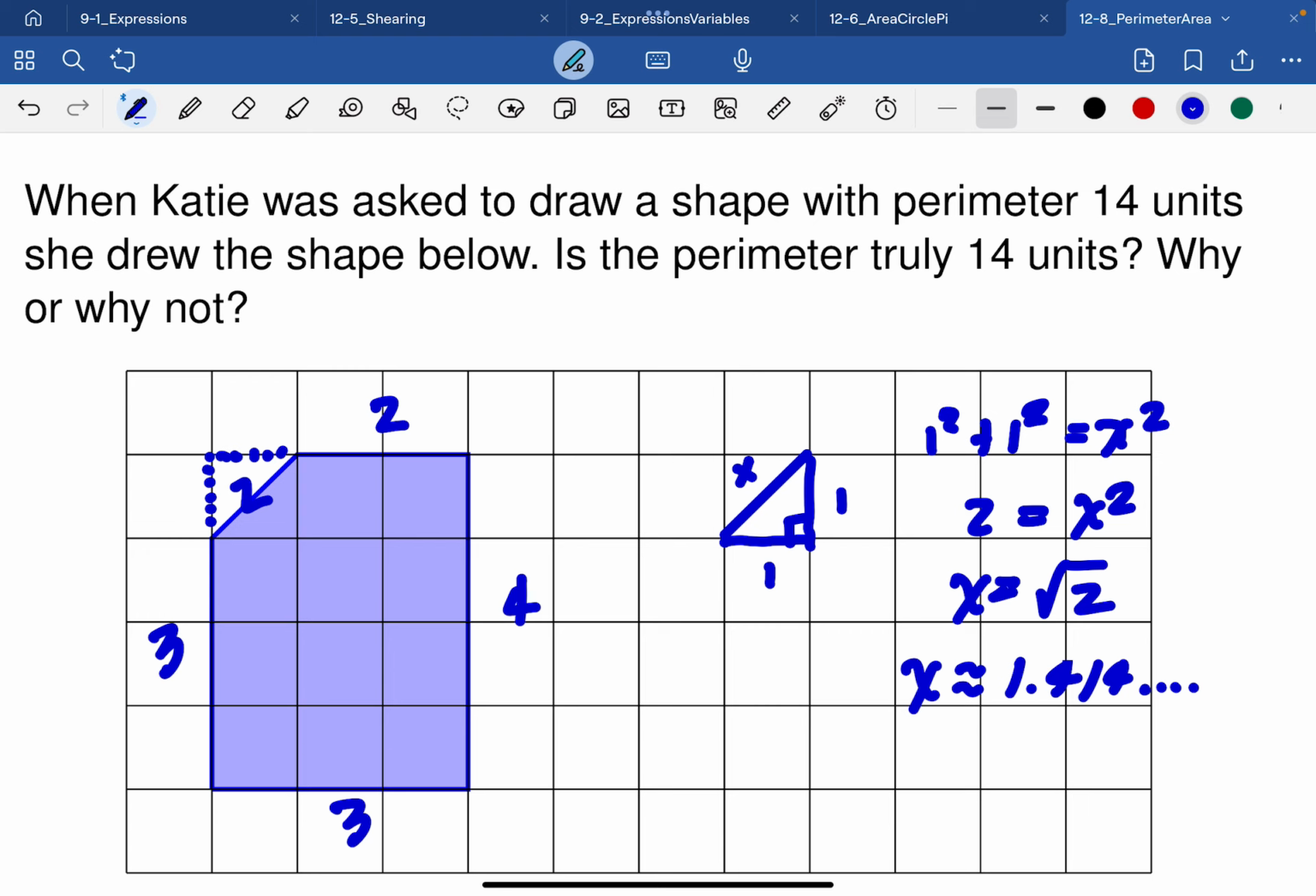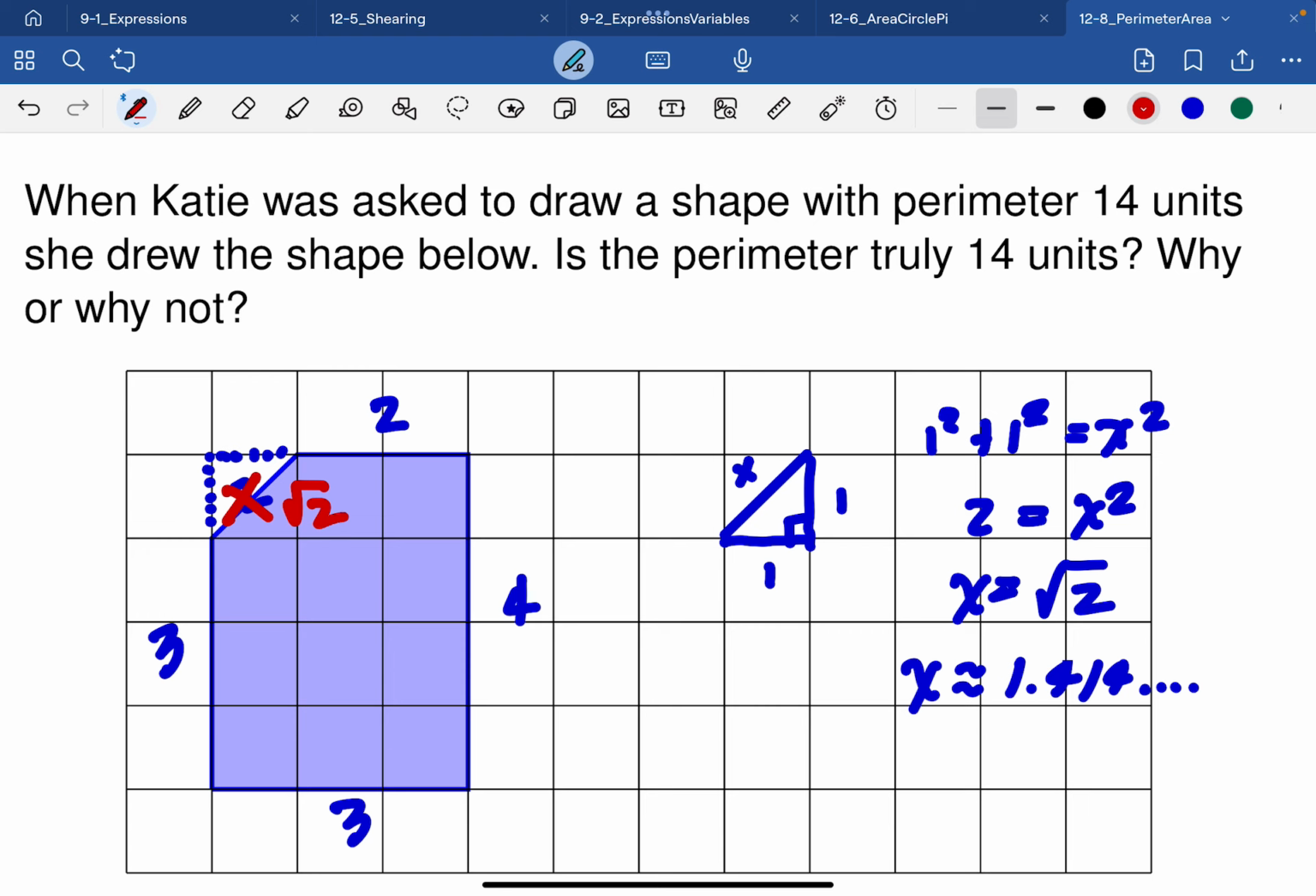It's an irrational number, it turns out to be. So not only is it not an integer, but it's actually a number that can't be expressed as the ratio of 2 integers either. It's not a fraction. So she's wrong, right? This is not 14 units. So the correct answer would be, this is not 2, it's the square root of 2.